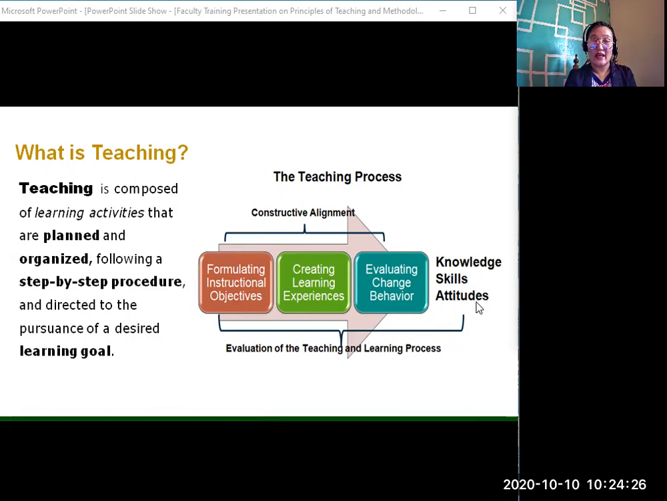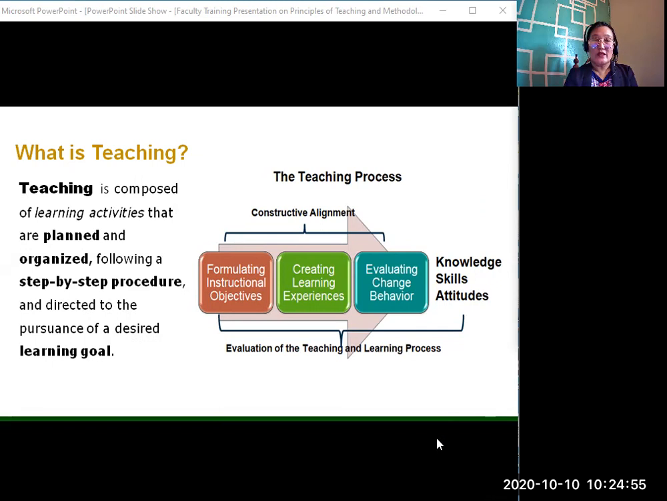knowledge, skills, and attitude. The KSA are the three types of domains which constitute for the holistic development of learners: knowledge as the cognitive domain, skills as the psychomotor domain, and attitudes as the affective domain. These are usually set as the learning targets for any teaching and learning process.